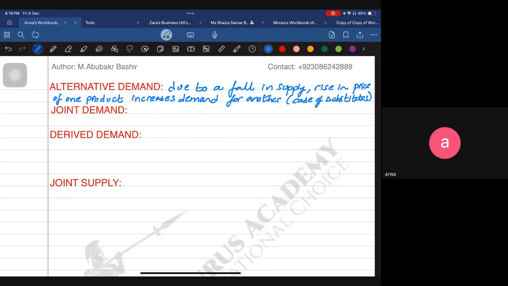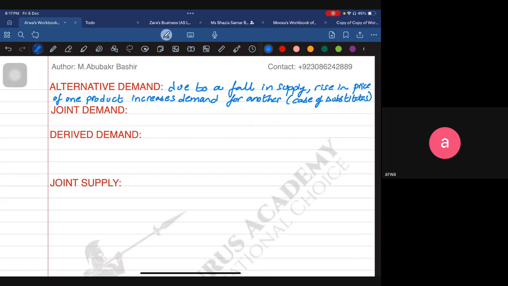Joint demand. Joint demand is basically what we see in complements, right? For example, if the price of one good is going to fall, the demand for the other good is going to increase. It's basically a negative relationship between the both. Yes, you're right. To give an example, again the same example with popcorn and cinema tickets. If the price of cinema tickets is going to fall, the demand for popcorn is going to increase. It's basically joint demand.